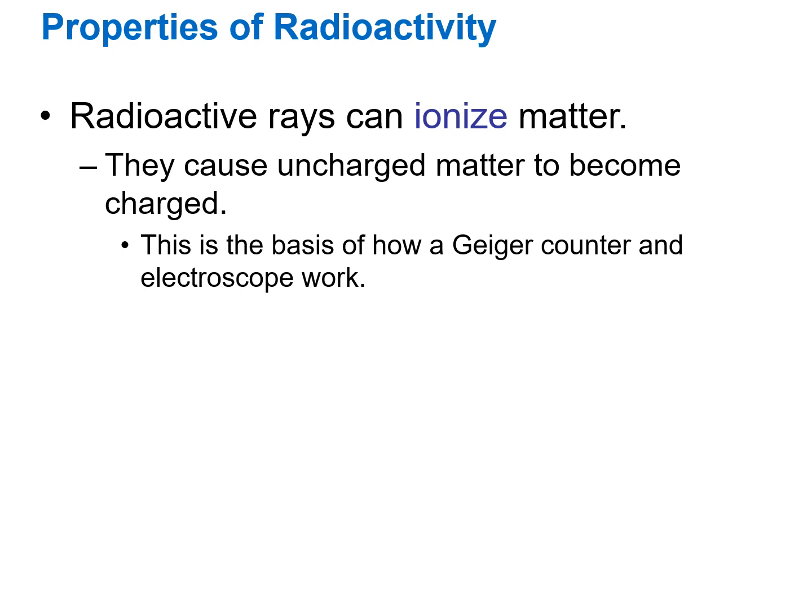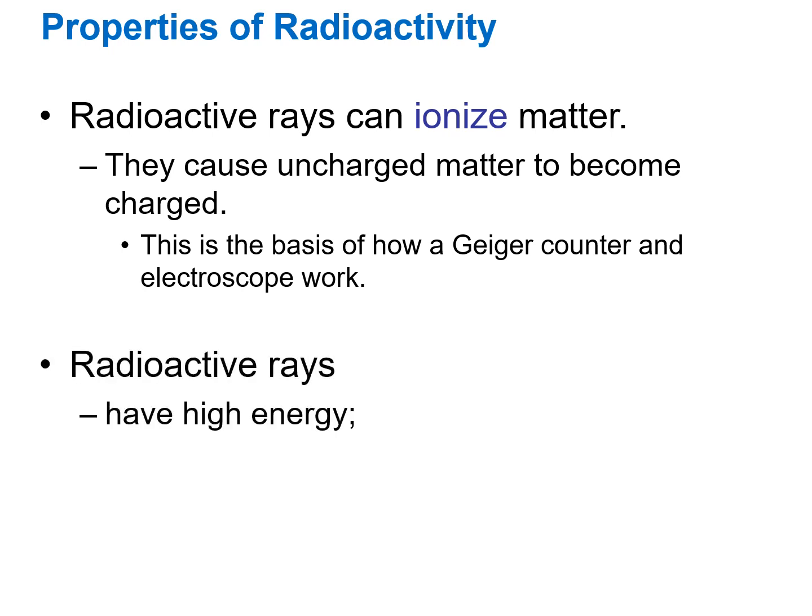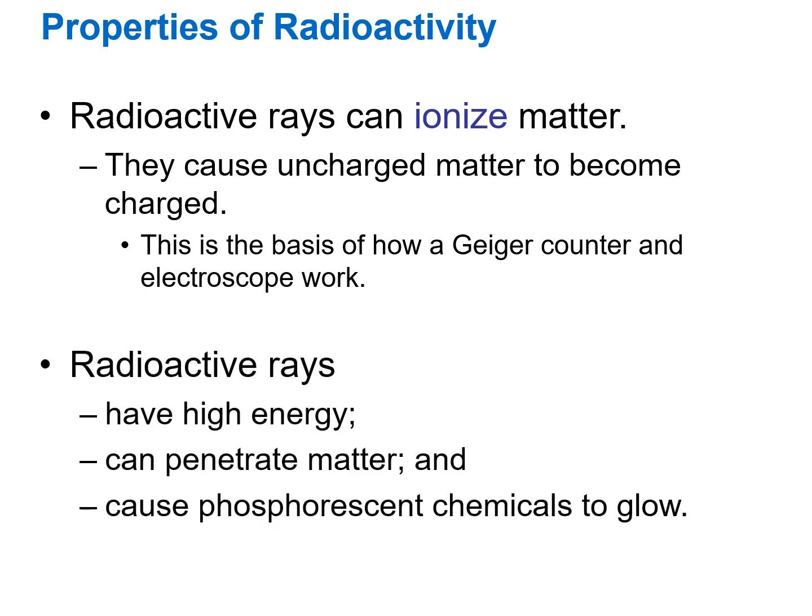Now, radioactive waves, we can conclude then, have high energy themselves. They have the ability to penetrate matter and create some effects. And we have some substances on Earth that can glow. If a substance that can glow is exposed to radioactive waves, it can cause phosphorescent chemicals to emit light.